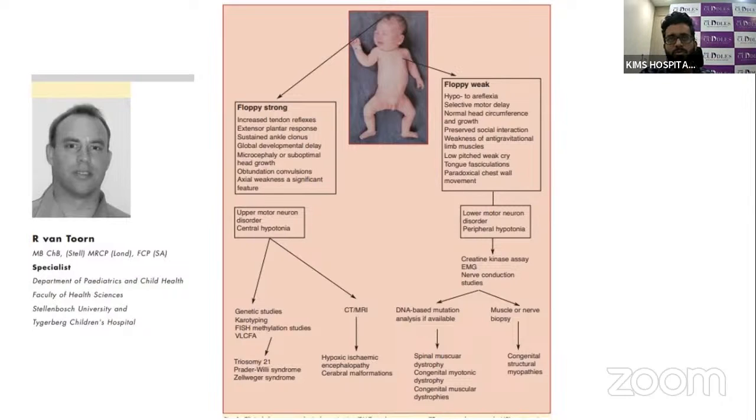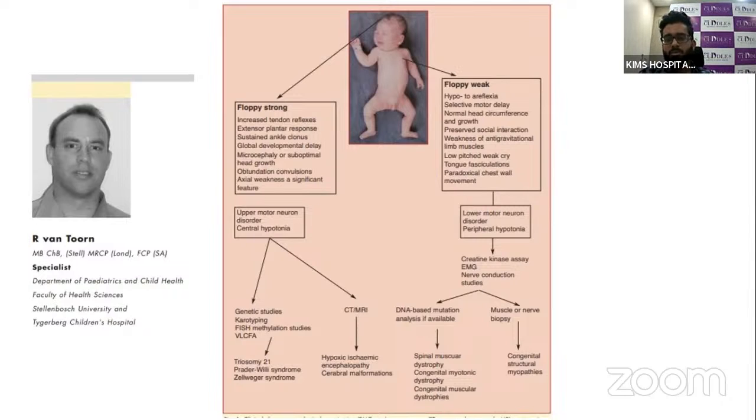This was an approach proposed in 2011: whenever you suspect a floppy strong child, that is, you're suspecting a CNS cause, it is advised to do neuroimaging to see the association and find the central cause. So you get an MRI brain and look for the cause, like a malformation or HIE. If neuroimaging is normal, then you think of other causes. Whereas on the floppy weak side, the first investigation you ideally get is CPK, because there is hyper CKemia in a few neuromuscular disorders like congenital muscular dystrophy.